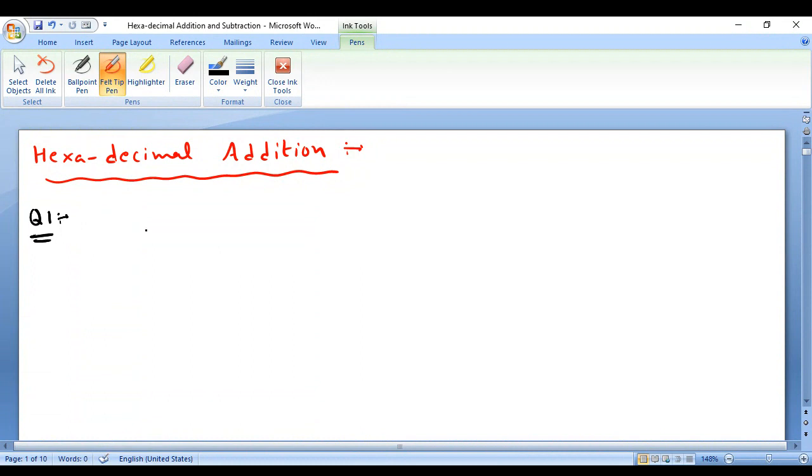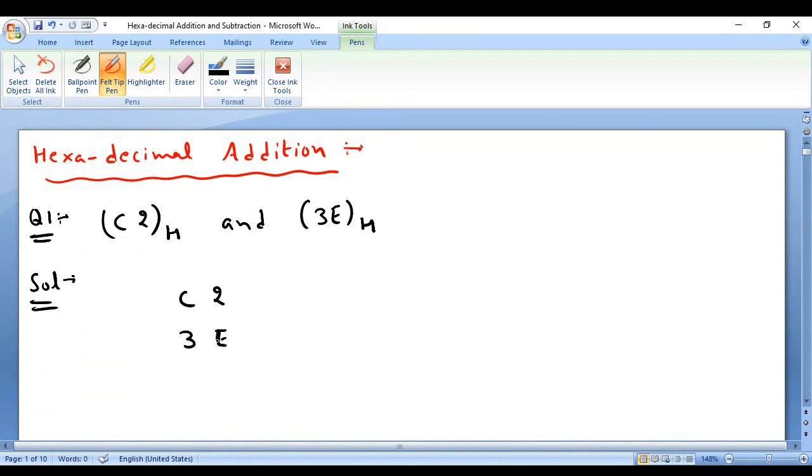Suppose the question given is C2 and it is in hexadecimal system, and you have to add 3E to this, and suppose it is also in hexadecimal. Okay, so let's try to add both the things. So it is C2 and it is 3E. How to add both the numbers?